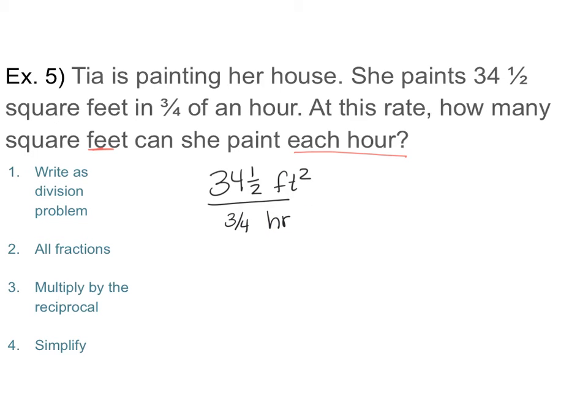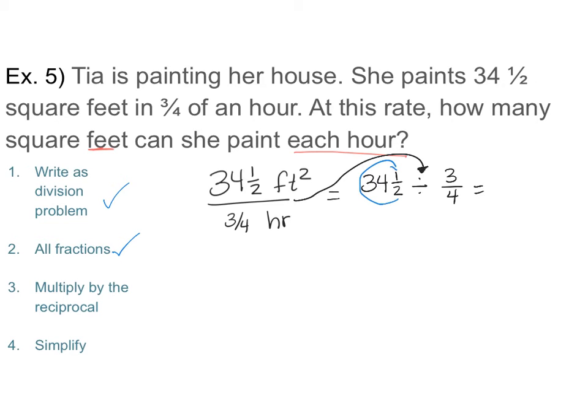So we need to first write it as a division problem. So this equals 3/4 and 1/2 divided by 3/4. Okay. Remember, this line is division. So we wrote it as a division problem. Now we need to make it all fractions.